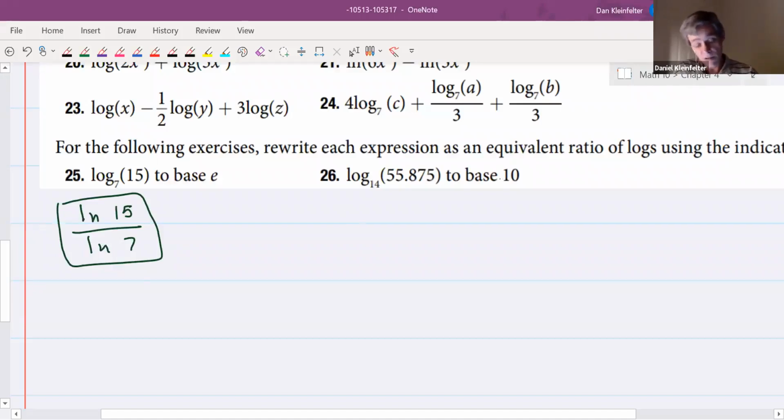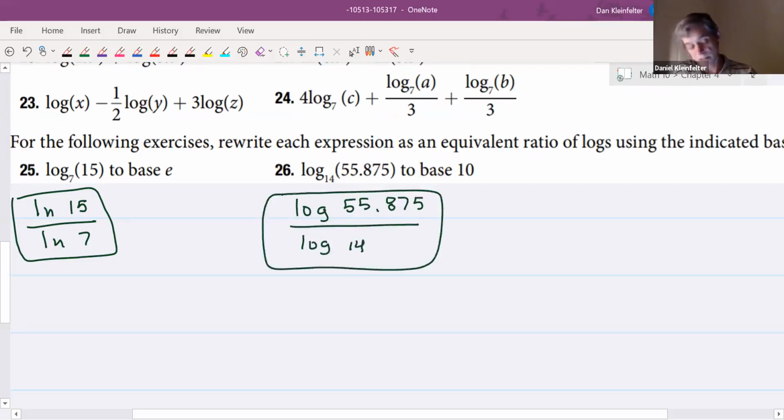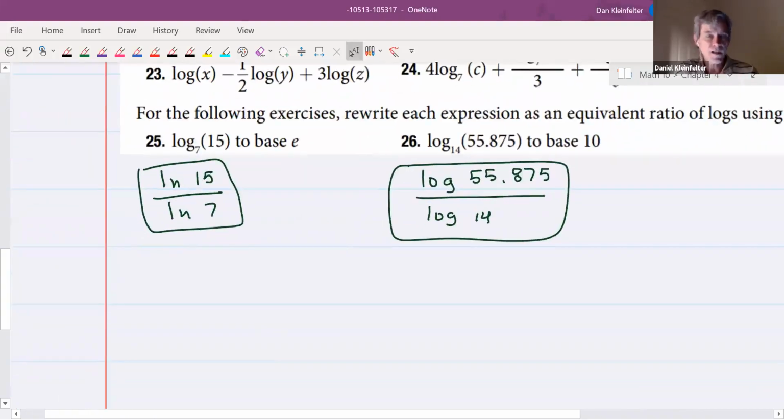For this one, 26, we're to do base 10. So I'll have the common log of 55.875 divided by the common log of 14. And again, that would be the right answer for this one. I'm going to go ahead and do log 15 over log 7 because, frankly, I'm curious what it is.